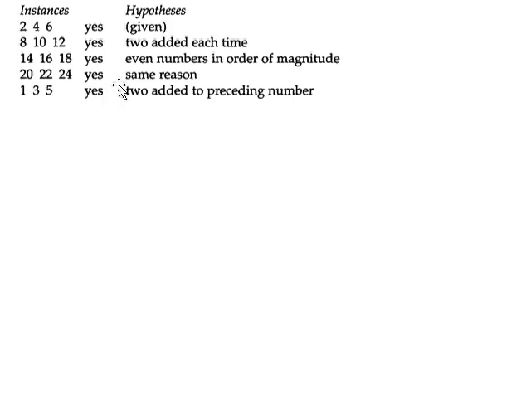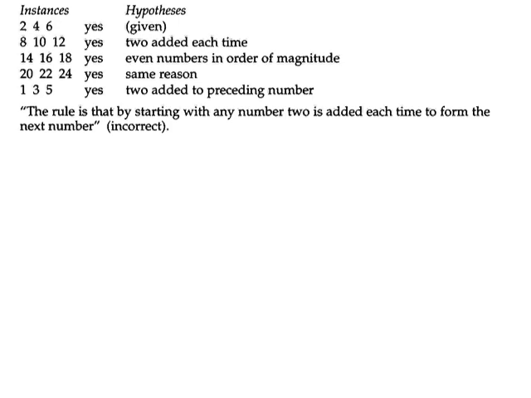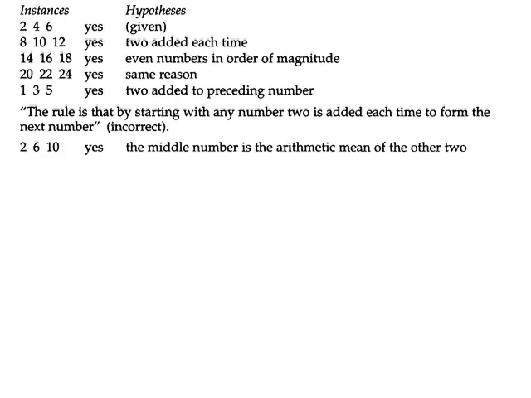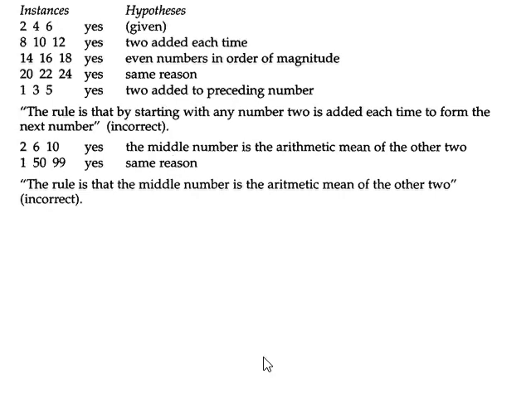Then here the even numbers are abandoned, but the adding 2 is maintained. So 2 added to the preceding number. And now the subject says, yes, I think I know what the rule is. The rule is that starting with any number, 2 is added each time to form the next number. And that is incorrect. So the subject tries again, 2, 6, 10, and finds that this confirms that a spacing of 2, that adding 2, is not necessary. The 2, 6, 10 was generated according to a new hypothesis: the middle number is the arithmetic mean of the other two. And the next triplet is again generated according to this hypothesis. And then the subject proposes that rule and is wrong again.